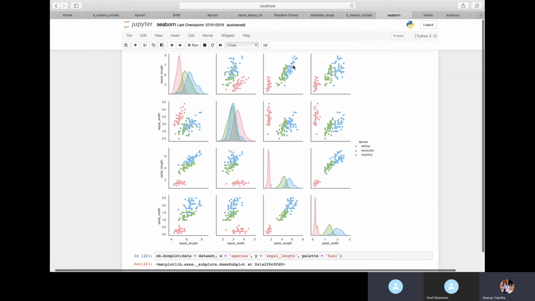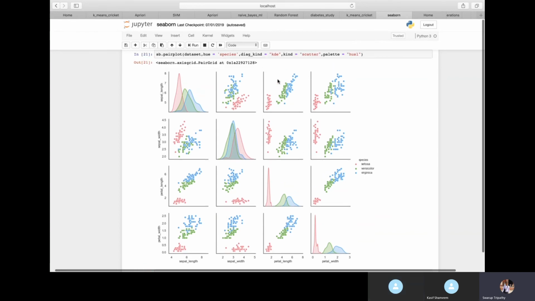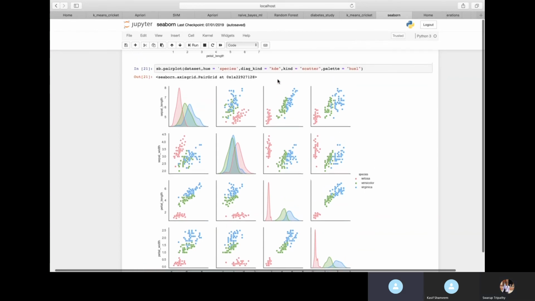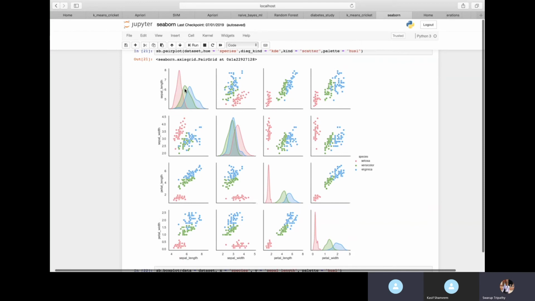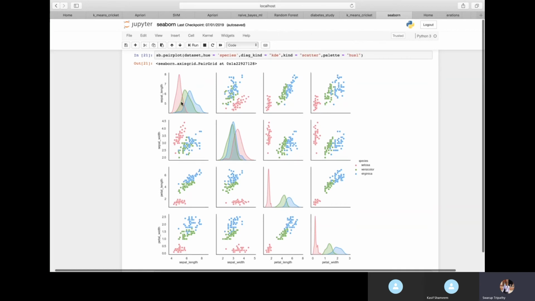Then what is in the first column? This one is sepal length. The column is also sepal length, and the row is also sepal length. It just shows you the distribution of data.